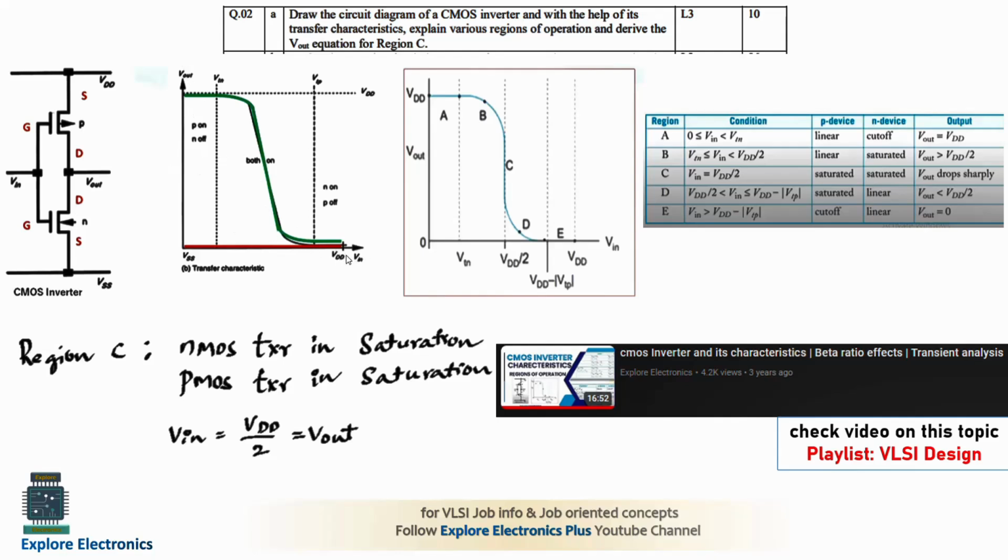Vout is on the y-axis and Vin on the x-axis. When Vin is 0, we get the maximum output from the inverter. That's why Vout is maximum. Maximum output means it is VDD. Why? Because when Vin is equal to 0, transistor P is on and VDD will be the output. That's why we get the maximum output VDD. As Vin is increased, what happens? The output will keep on decreasing.